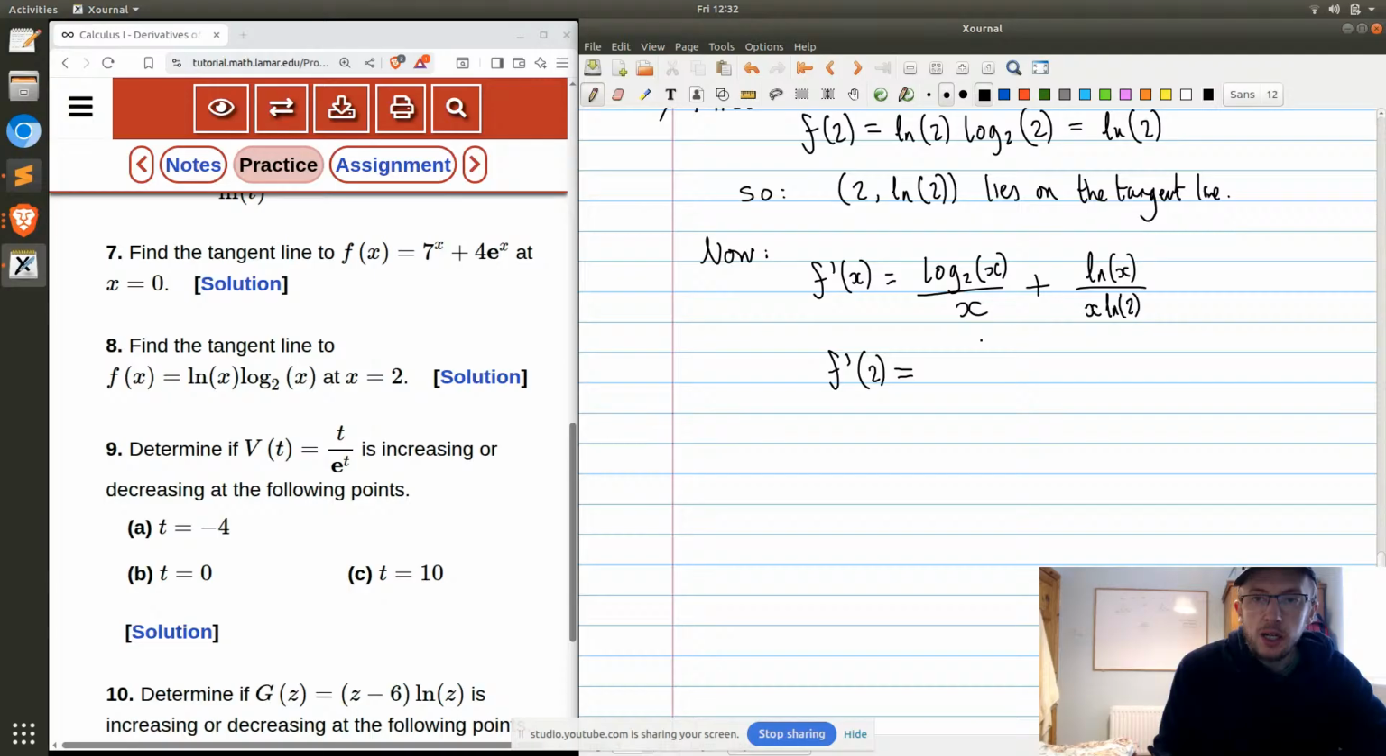And now compute f prime of 2. So we get that. And then ln of 2 over ln of 2, which cancels out to be 1. And then, wait, what am I doing? That's a half. And then ln of 2 over 2 ln 2, so a half as well. So 1. So 1 is its gradient.